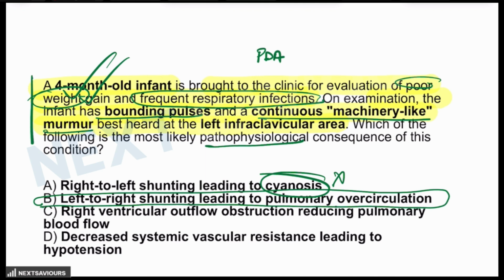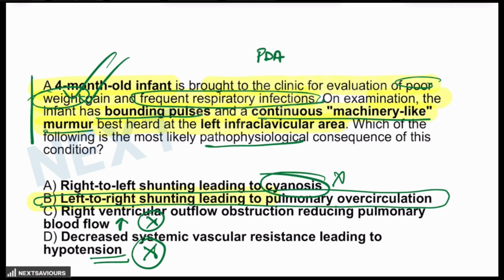In order to rule out the other options: in case of C, right ventricular outflow obstruction reducing pulmonary blood flow. Now, PDA does not obstruct the right ventricular outflow, remember. Instead, it is responsible for increasing the pulmonary blood flow. So, this obviously is not the correct answer. And finally, decreased systemic vascular resistance leading to hypotension. In PDA, it does not cause systemic vasodilatation or hypotension. Instead, the left to right shunt increases the pulmonary circulation, leading to congestive heart failure in severe cases. So, this option is also ruled out.